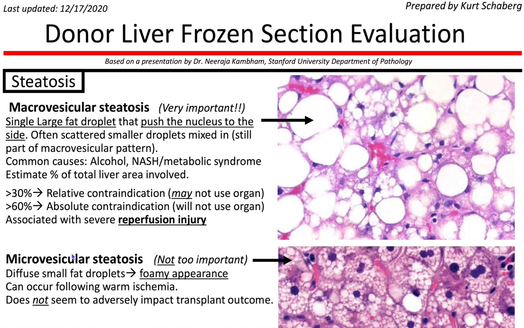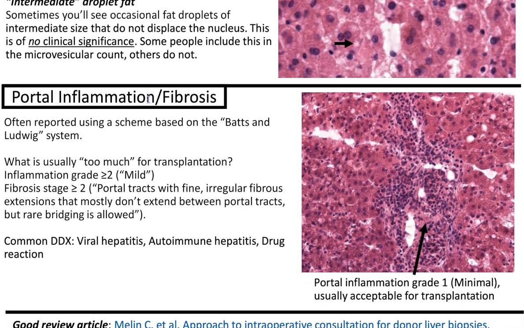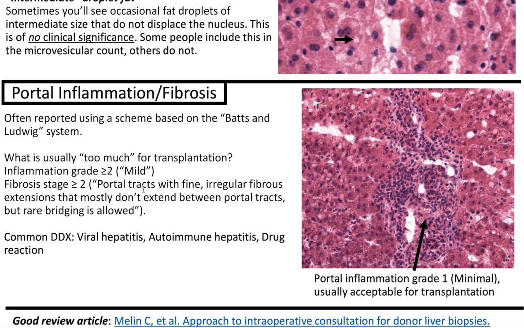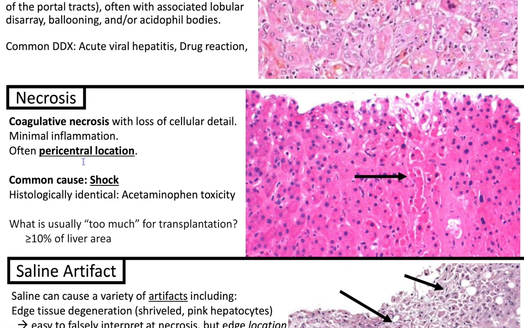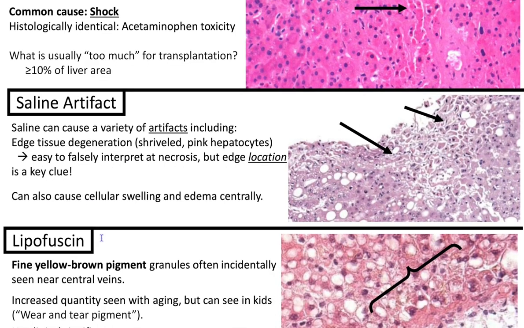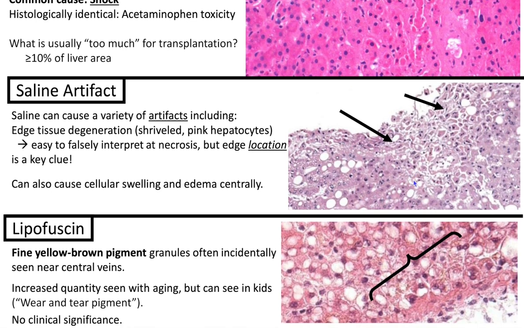So just to recap again, donor liver, steatosis, 2 types. Macrovesicular is more important. Portal inflammation and fibrosis, you want to assess whether it's grade 2 or greater, or fibrosis stage 2 or greater. Lobular inflammation, necrosis, often pericentral. You want to see whether it's greater than or equal to 10%. Saline artifact, look for that edge-looking necrosis appearing section.